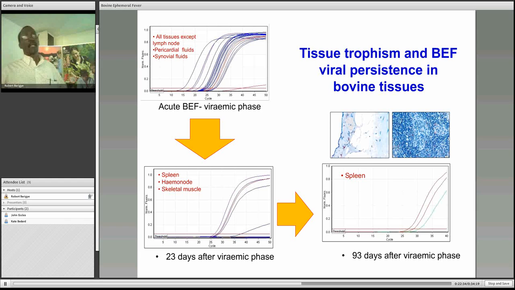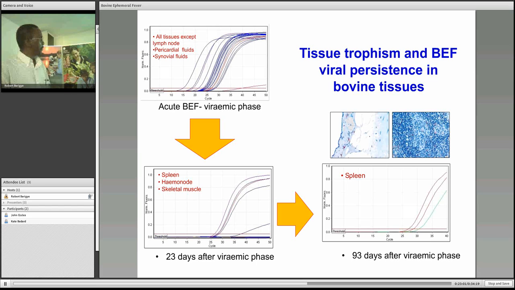So, yeah, we were still looking at these sections stained with the antibody, and we needed something more to corroborate what we were seeing. So all these tissues, the fresh tissues I talked about that we collected, we went back and tested them by PCR. During the acute phase of the disease, when you test these tissues and body fluids, almost everything tests positive.